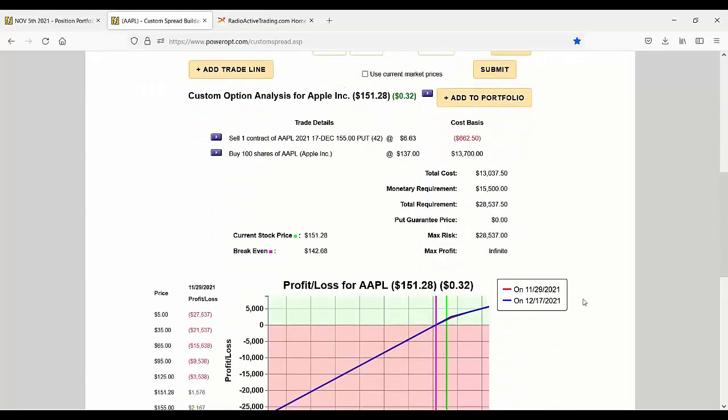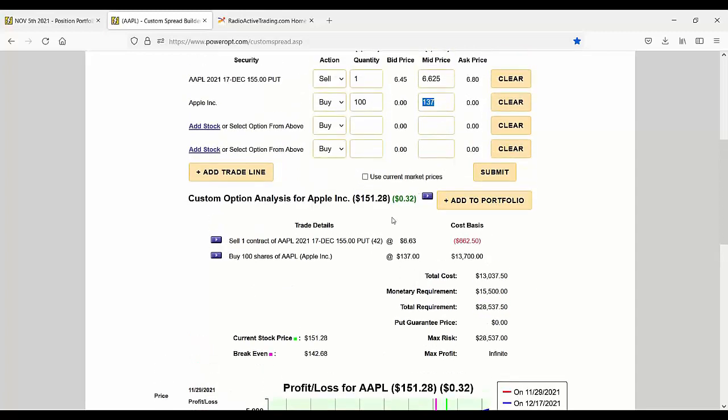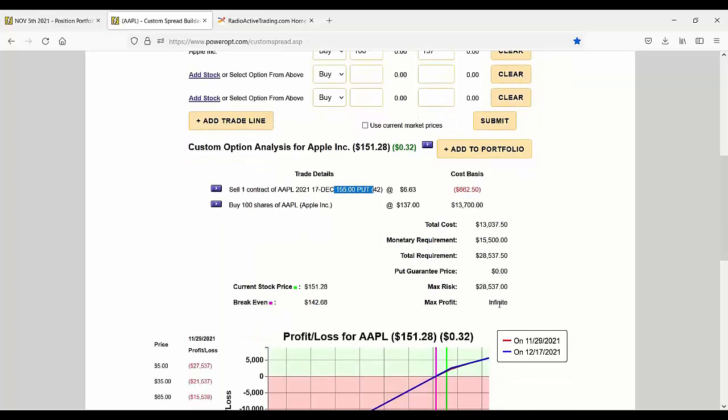All right, so what does this do to our position? We get an additional 660, 665 against our cost basis. We lower our cost basis from 13,700 down to 13,038. But I have to put up the cash secured amount. So now I have roughly $28,537 in this position. 137 for 100 shares of stock. We got 663 back, but I've got to put up 155 to cover the short put obligation.